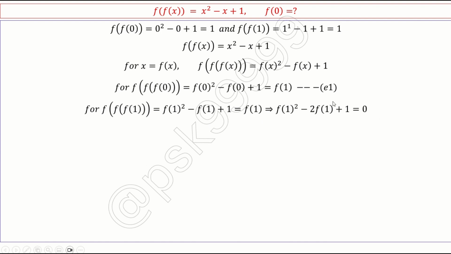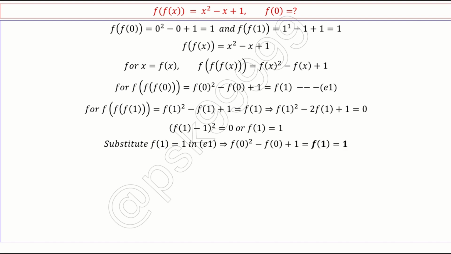So now this is a quadratic equation in terms of f of 1. If I simplify, what will I get? f of 1 minus 1 whole square equal to 0, or f of 1 equal to 1. This is my first value. Next, if I substitute this f of 1 into equation 1, f of 0 square minus f of 0 plus 1 equal to f of 1, which is 1. So 1 gets cancelled, and I am left with f of 0 square minus f of 0 equal to 0. Simplifying, I get f of 0 equal to 0 or 1.